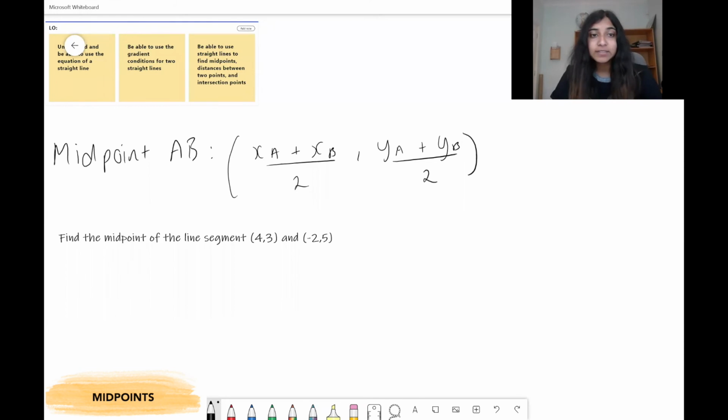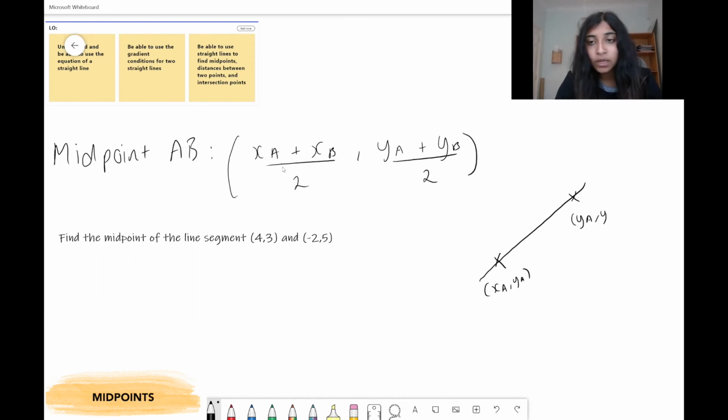Moving on to trying to find midpoints of line segments. I've just written out the midpoint formula. So let's say you had a line like this and you had one point here, this is XA and YA, and you have another point here which is XB and YB, and you just want to find the midpoint here.